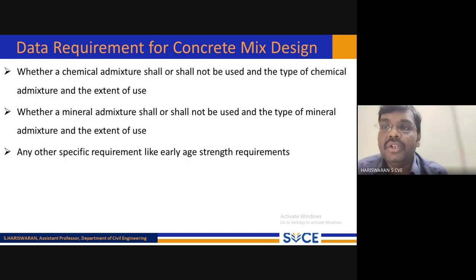Then whether we are going to include chemical admixtures or mineral admixtures. For what purpose are we adding this type of admixture? It's purely to enhance the final output of the concrete mix. An admixture is nothing but something additional we add to the concrete mix to achieve some special properties, whether for achieving good workability, or to postpone the setting time, or to accelerate the setting time for faster work.